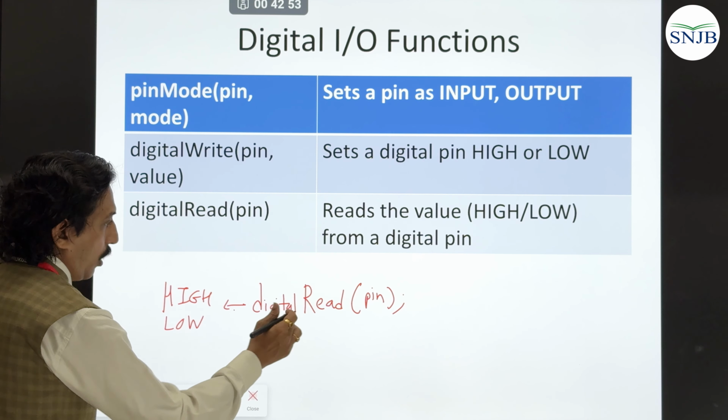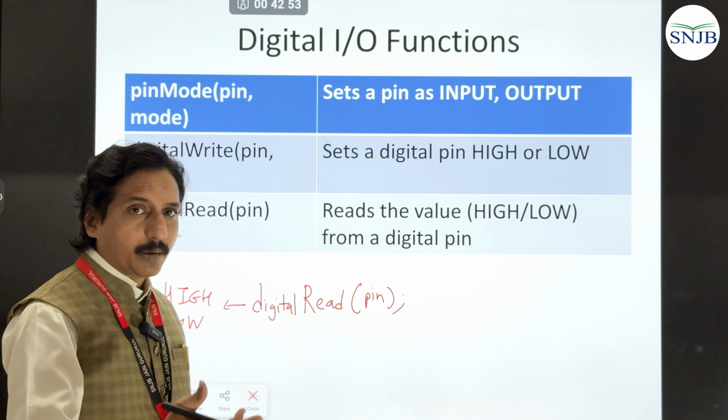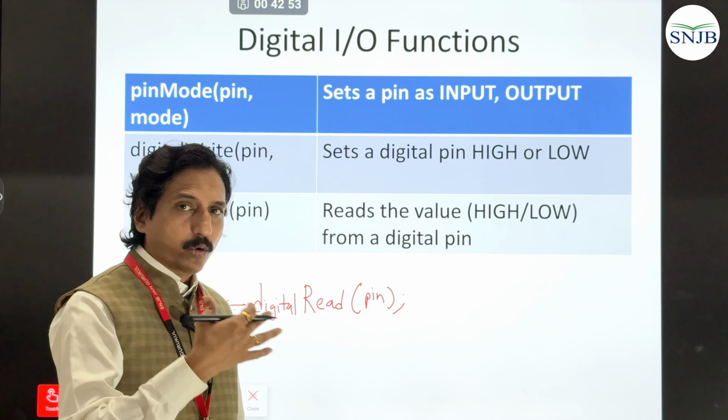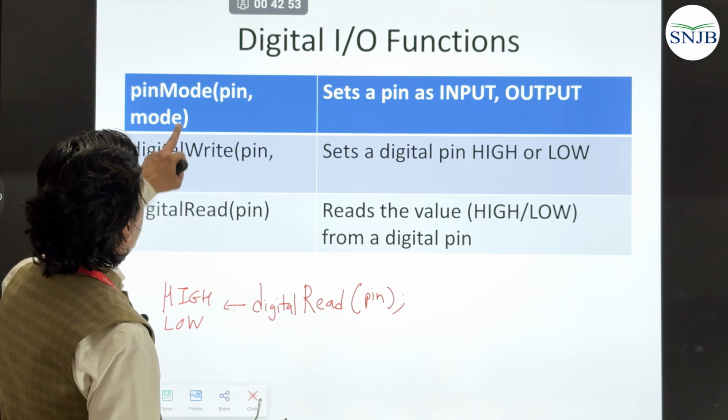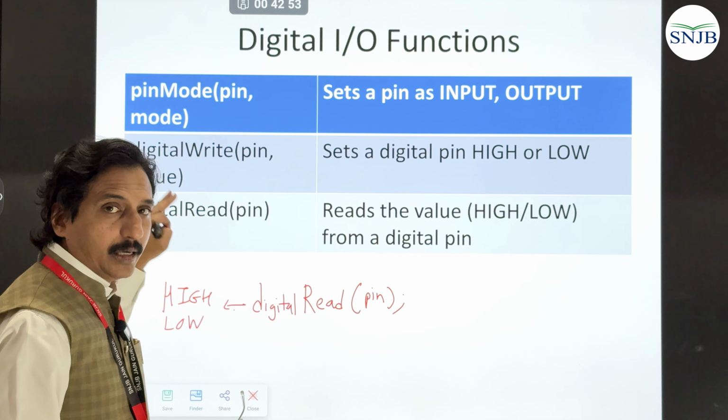So these three are very important as far as our programming is concerned, with reference to interfacing the input device and output device: pinMode, digitalWrite, and digitalRead.